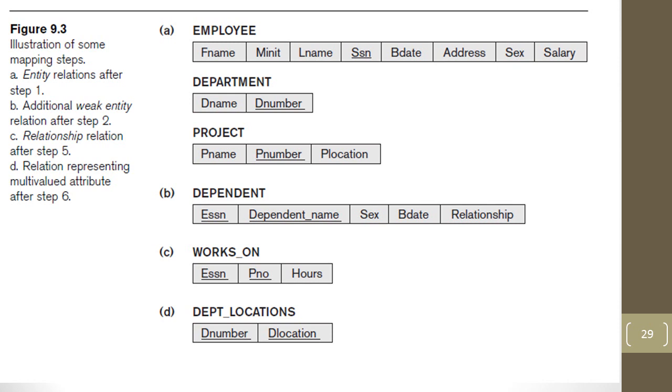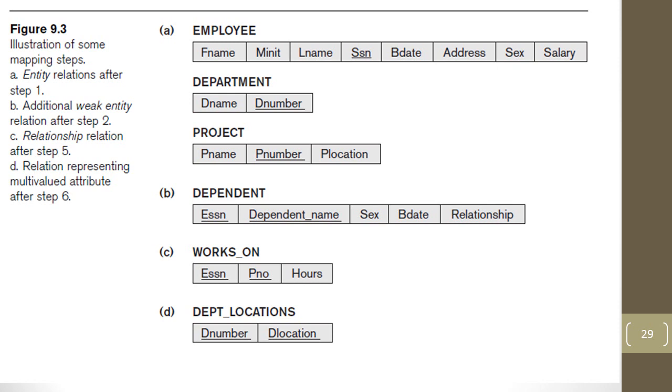So remember, dependent was a weak entity type that was dependent on the employee to form a key. So the combination of an employee social security number and the name of the dependent formed the key. So it doesn't have its own key, but the combination of a foreign key of social security number and then the attribute dependent name together are going to form the key.